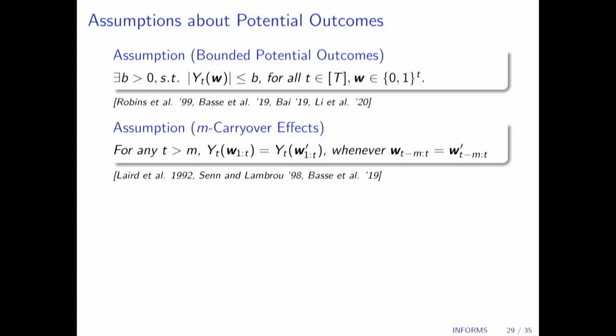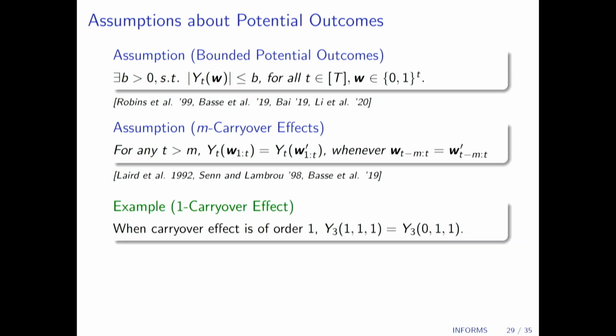And we are going to make the following 2 assumptions. The first assumption is easy, just to say the potential outcomes are bounded. The second assumption is to assume some notion of M carryover effects, which is to say that the treatment assignments today, yesterday, up to M periods ago are going to have a joint effect on my potential outcome today. So with this notation, we can write the following, Wt minus M to T.